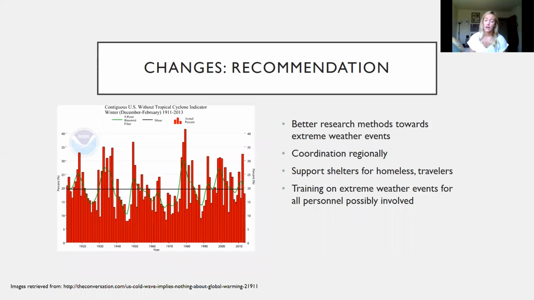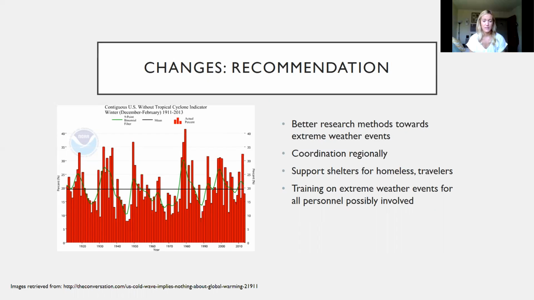So recommendations for the future, I would say, are better research methods towards extreme weather events. There was an article that I read, it was peer-reviewed, and they said it's easier to predict extreme weather events when they deal with heat. Now with cold, there's not much research done on them, and to be honest, the trends don't show predictability that well.